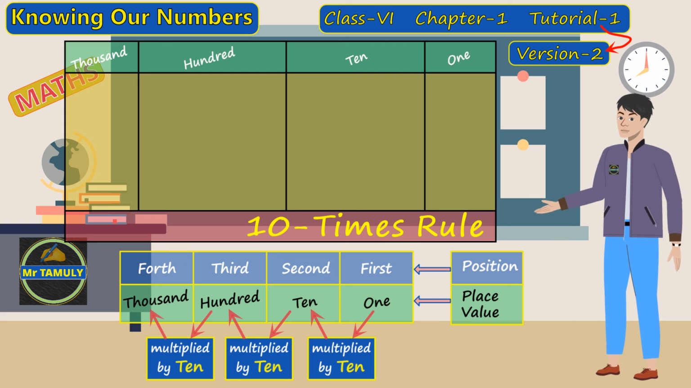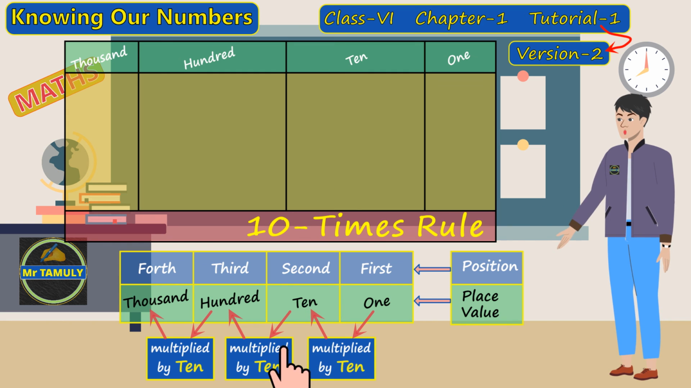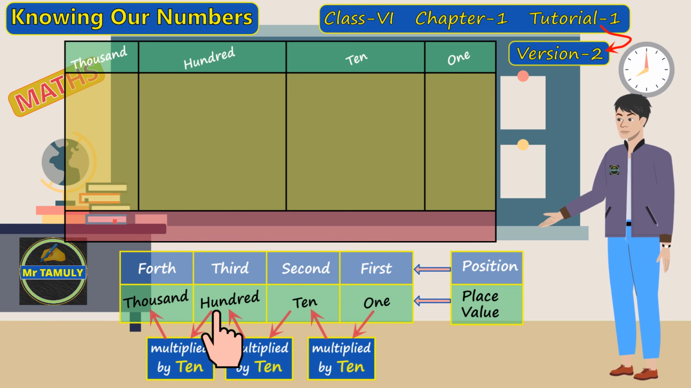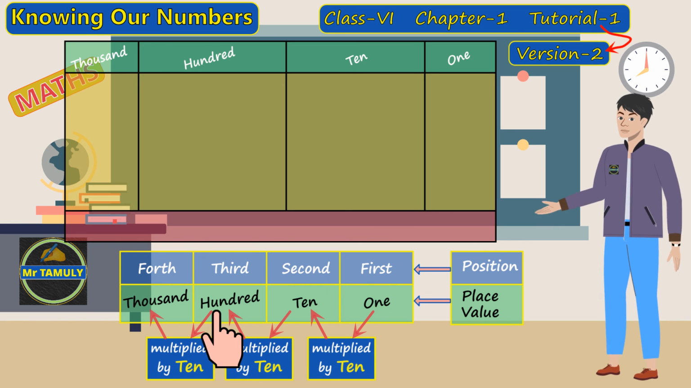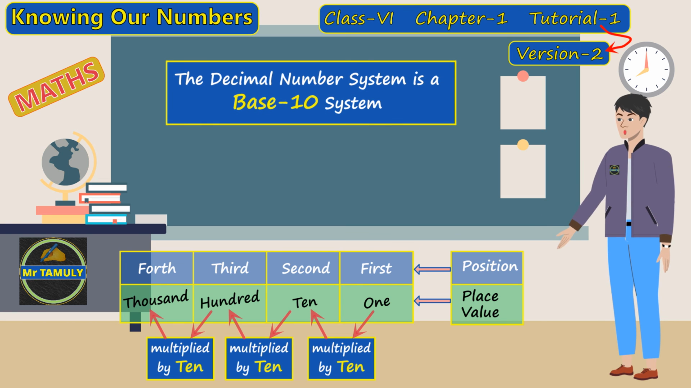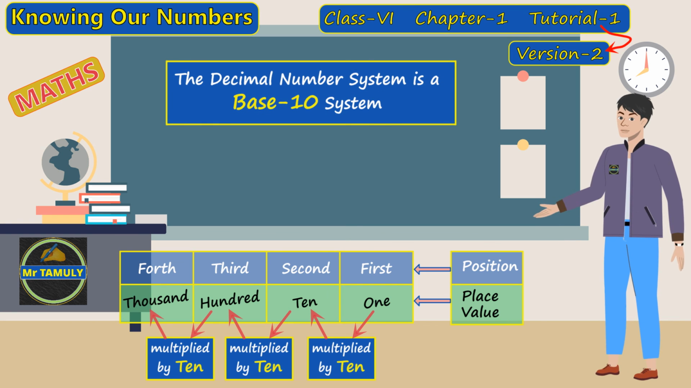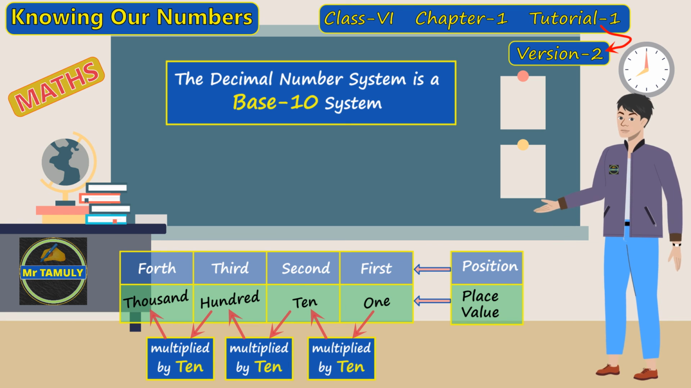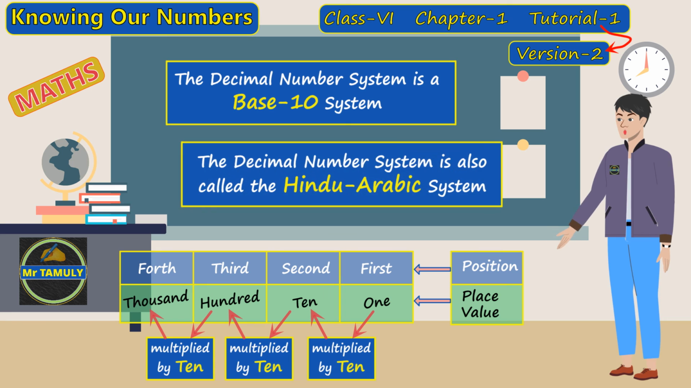In other words, in the decimal number system any place value, when multiplied by 10, gives the place value of the next higher position. This, exactly, is the reason why we say that the decimal number system is a base 10 system. And the name of the system itself is a reflection of this fact. The word decimal comes from a Latin origin word, which means 10. Finally, I would like to tell you that the decimal number system is also called the Hindu-Arabic system.